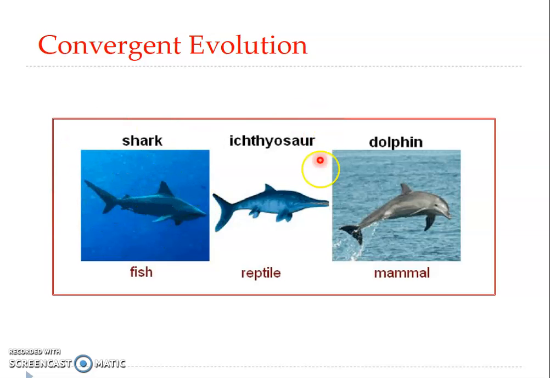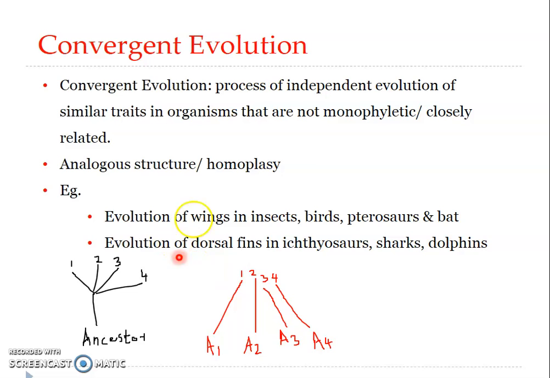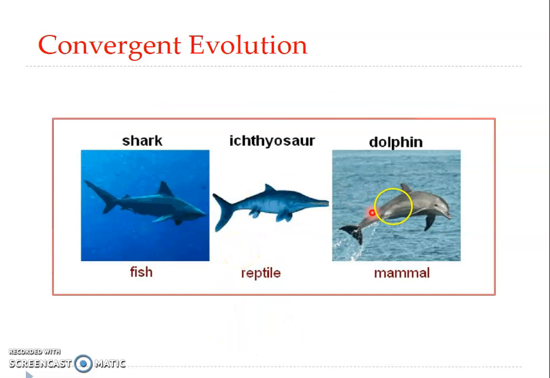Shark is a fish, ichthyosaur is a reptile, and dolphin is a mammal. But you can see morphologically they all look similar, isn't it? Even these three do have the dorsal fins and the other fins almost similar, isn't it? Externally, if we see, they all look similar, but internally and embryological origin wise, they are all different.